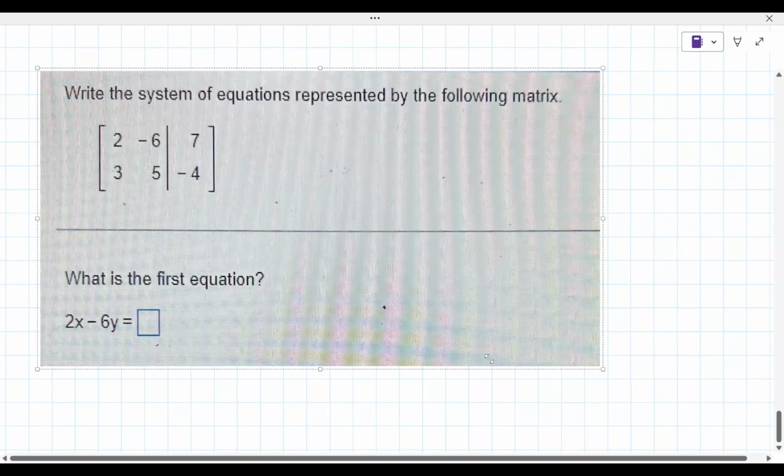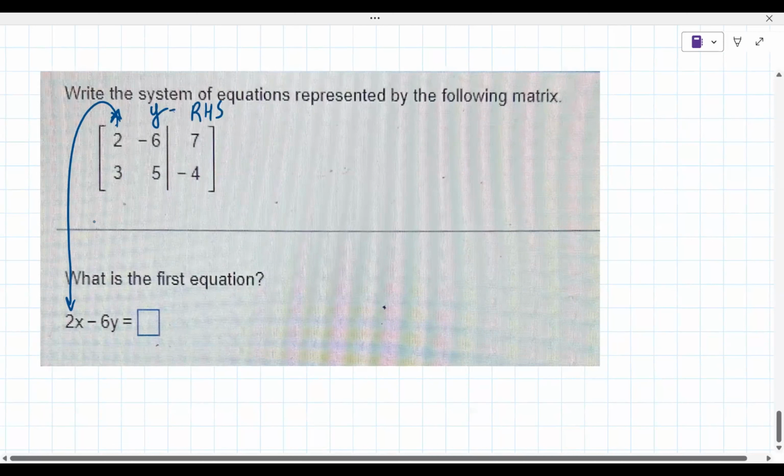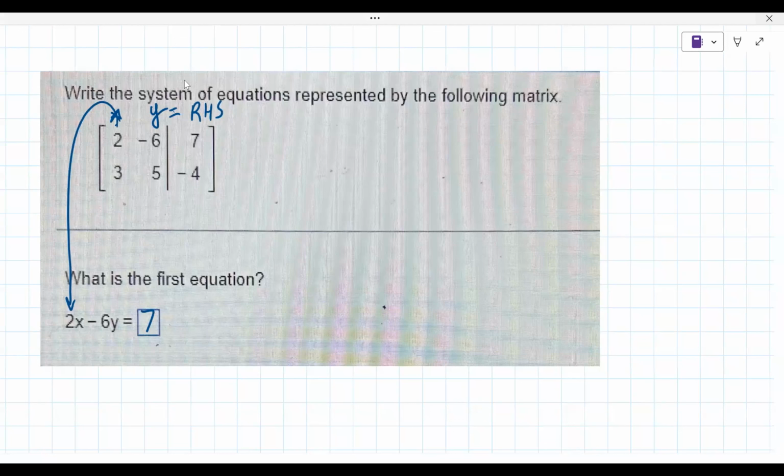All right, so this one says write the system of equations. The 2 comes from this first column, so this is really x. The second column is y, and 7 and -4 are what's called the right-hand side. There's really an equals there, so it's this one equals 7. You're just picking off those numbers. Now the second equation is probably the next one: 3x plus 5y equals -4.